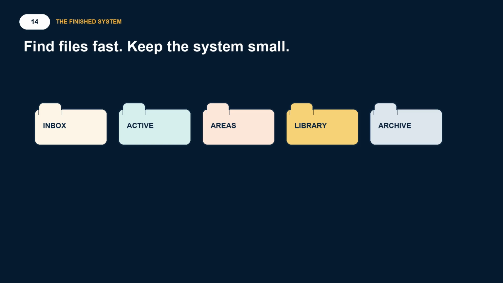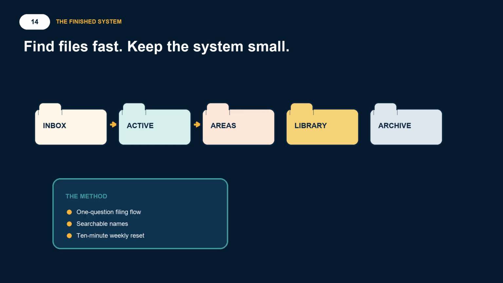The whole method now fits on one screen. New or uncertain files enter inbox. Current outcomes live in active. Continuing responsibilities live in areas. Reusable knowledge lives in library. Finished work moves intact to archive. The one-question flow chooses the home. Searchable names preserve retrieval, and a 10-minute weekly reset keeps clutter bounded.